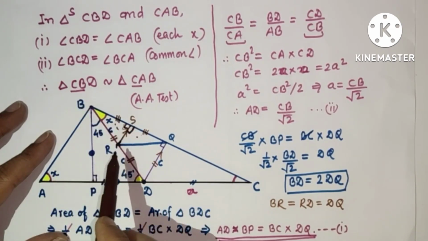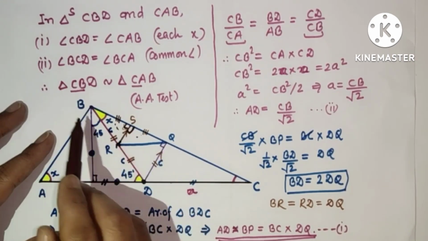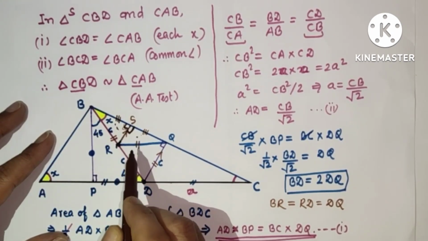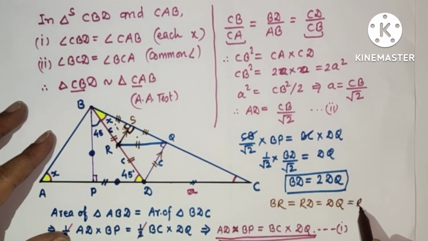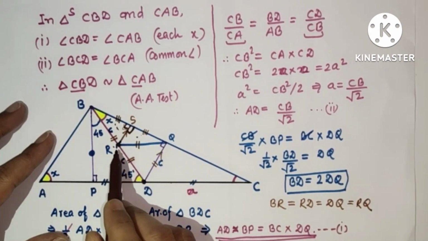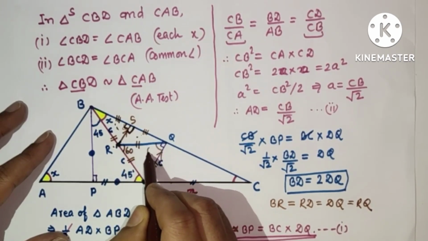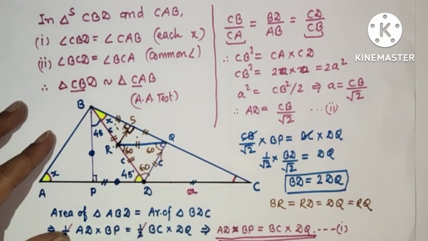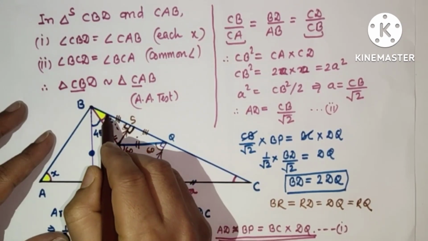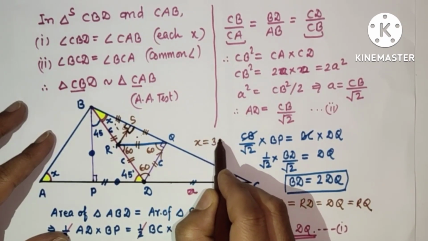And if BSR and QSR are congruent, then BR is equal to RQ, corresponding sides of congruent triangles are equal. So this BR is equal to RQ. So RQ, QD and DR are equal, so each will be 60 degrees. Equilateral triangle we found. This is 60, this is 90, so this will be 30. So we got X as 30 degrees.